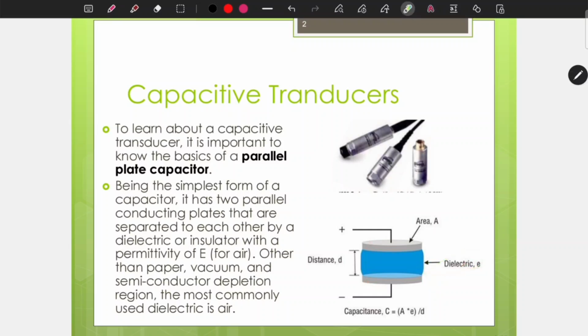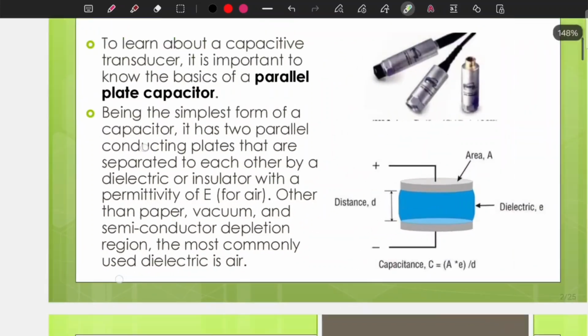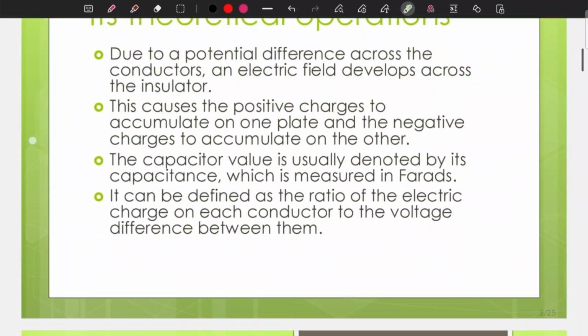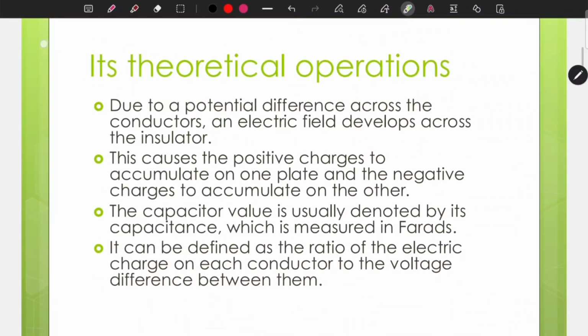Other than paper, vacuum, and semiconductor depletion region, the most commonly used dielectric is air. We actually have a lot more, but these are the ones that are commonly used. Okay, so how does it work?